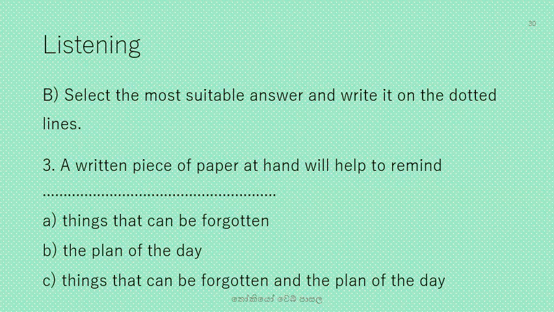So the third sentence is, a written piece of paper at hand will help to remind things that can be forgotten, the plan of the day, things that can be forgotten, and the plan of the day. So what is the answer? Yes, things that can be forgotten and the plan of the day. So both of these were mentioned.